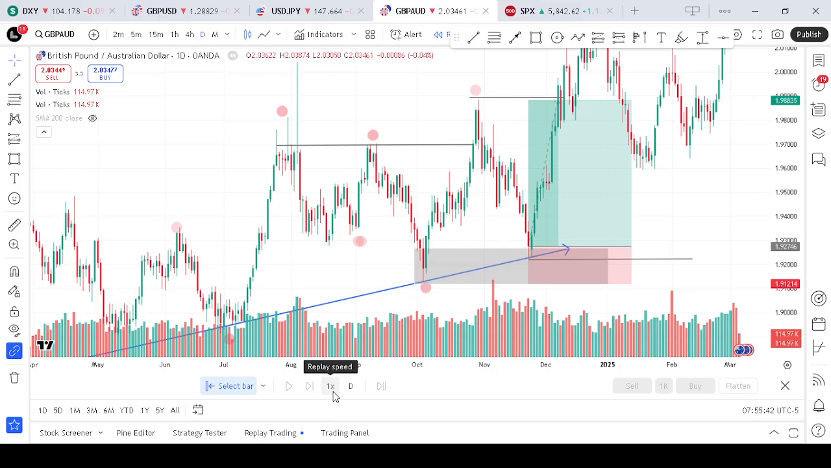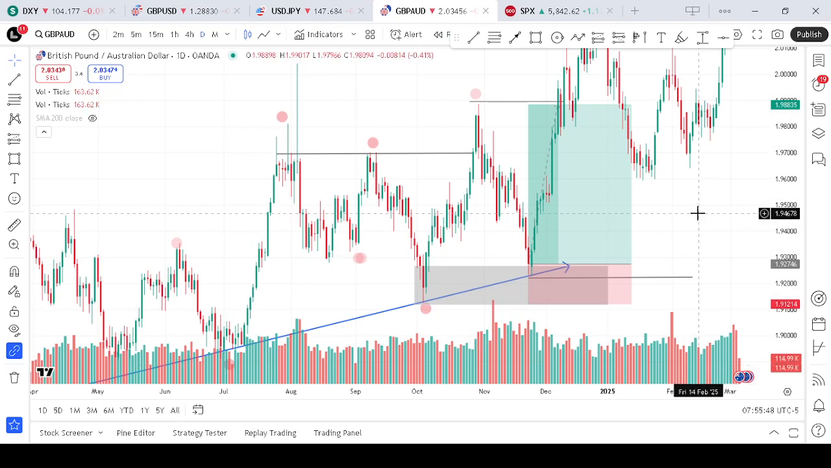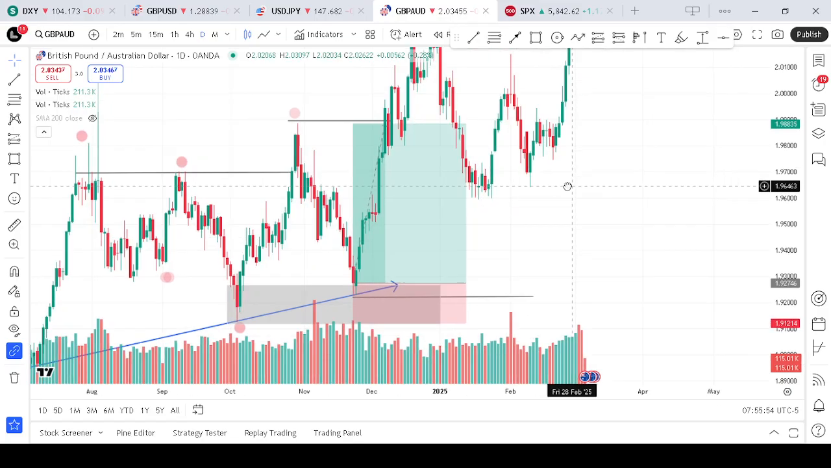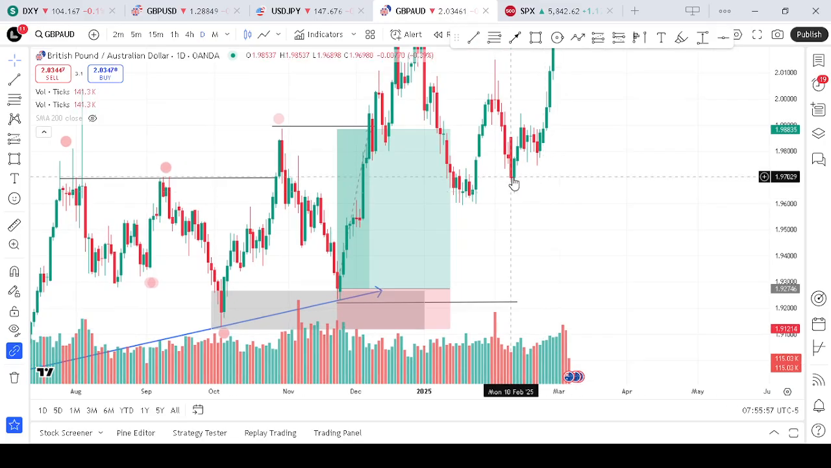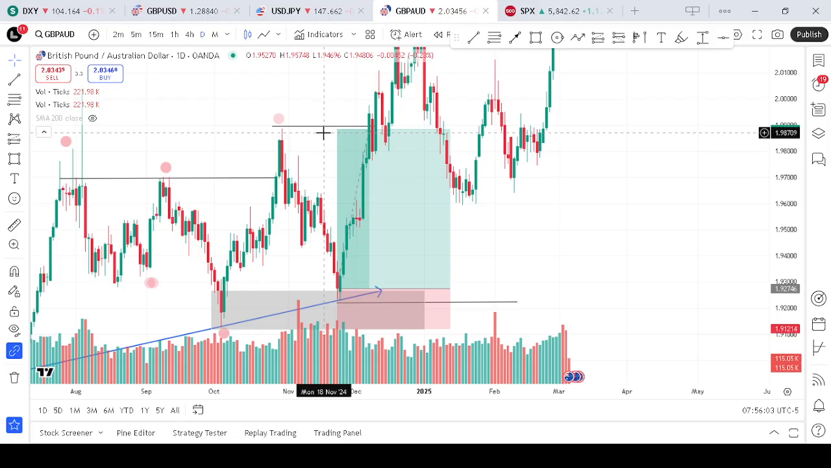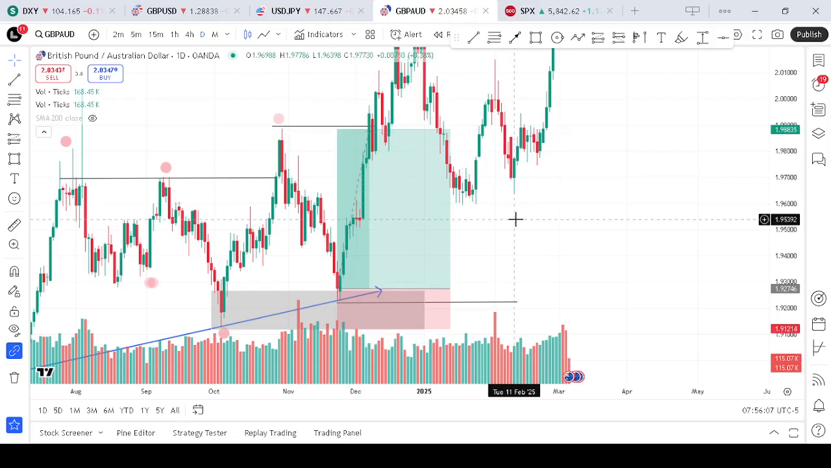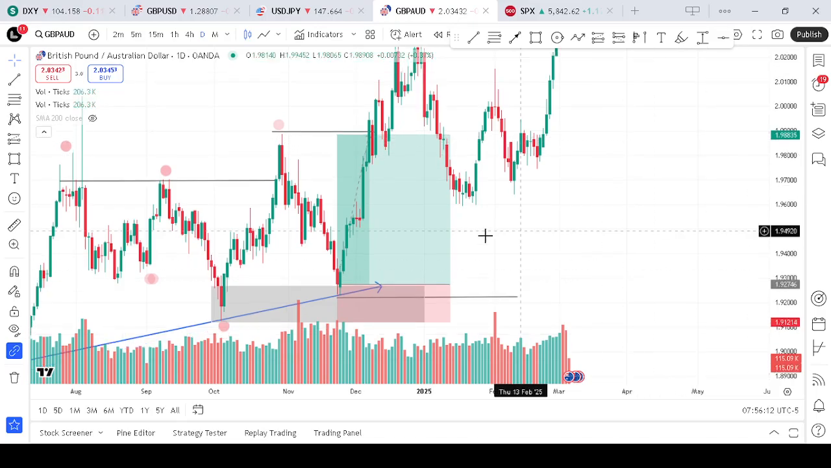You have to always remember to develop a clear entry criteria that combines your fundamental analysis with your technical confirmation. Look for alignment between the long-term economic outlook and technical indicators on the higher time frame. Consider using multiple time frame analysis to identify high probability entry points within the broader trend.